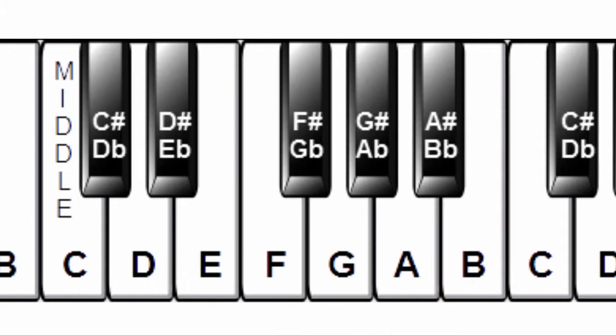Let's review. We started on middle C, and we went up 2 whole steps, D, E. Then up 1 half step to F. Next we went up 3 whole steps, G, A, B. And finally up 1 half step to C. There's the C major scale.